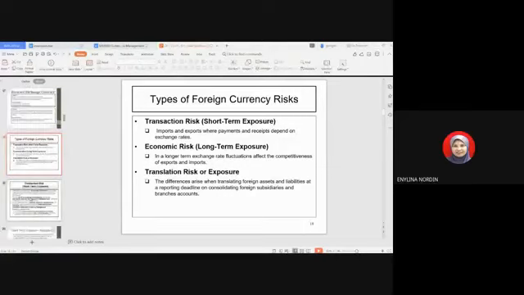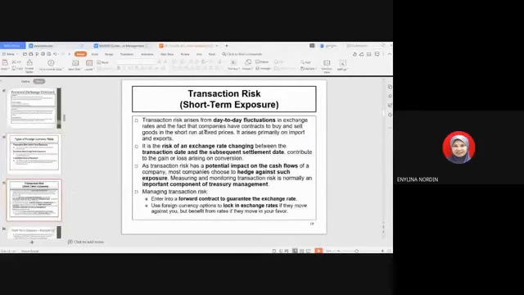So this is the explanation on transaction risk. Transaction risk arises from day-to-day fluctuations in exchange rate and the fact that companies have contracts to buy and to sell goods in the short run at a fixed rate. So it arises primarily on import and export. It is the risk due to the daily fluctuations in exchange rate, and the risk here can be avoided. The transaction risk can be minimized through currency hedging.